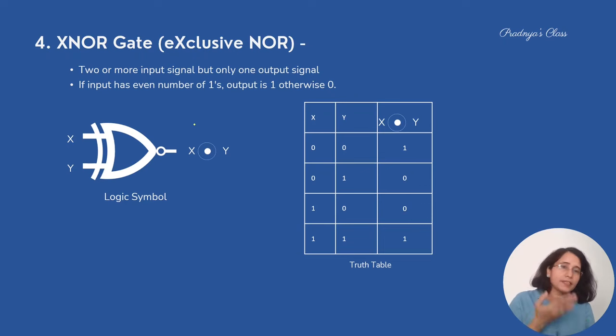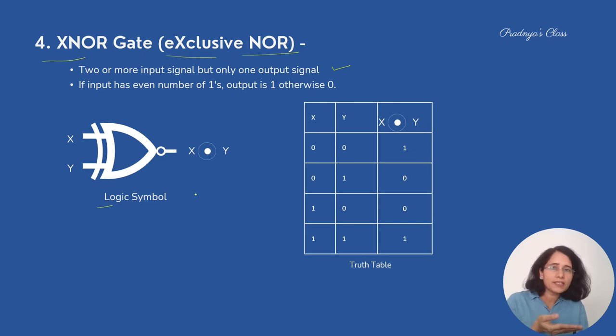Now the last derived gate is the XNOR gate. This is exclusive NOR. It also takes two input signals and the logic symbol looks like this. Try to make it easy. First look at this word NOR. NOR means negation of OR. You know how the OR gate looks. It is like a petal. We can add a bubble to it to make it NOR. And I told you for exclusive, we have to add one arc in front of it. So now this is exclusive NOR.